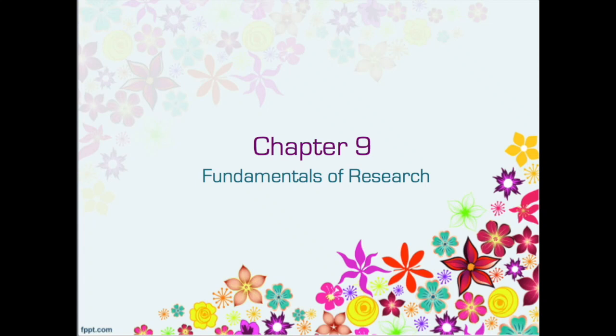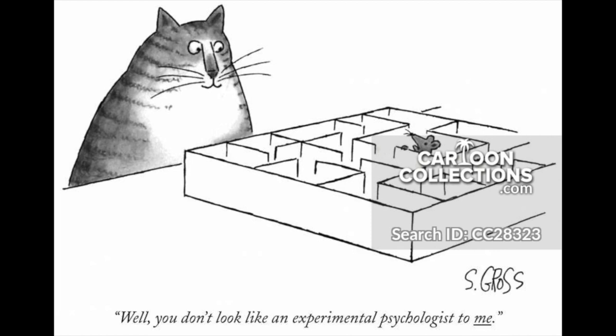So, in this chapter, we're going to talk about the basic elements of research design, such as hypotheses, specifically hypotheses of association versus difference. We're going to talk about different group designs, variables, things of that nature.